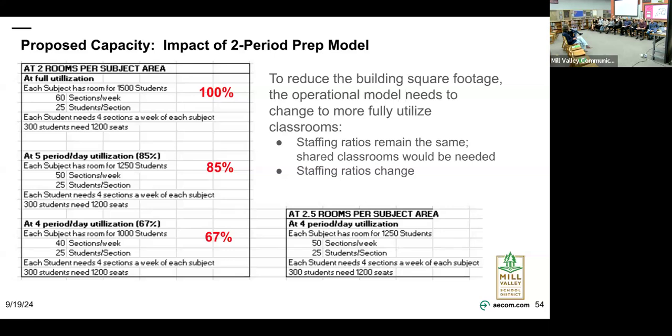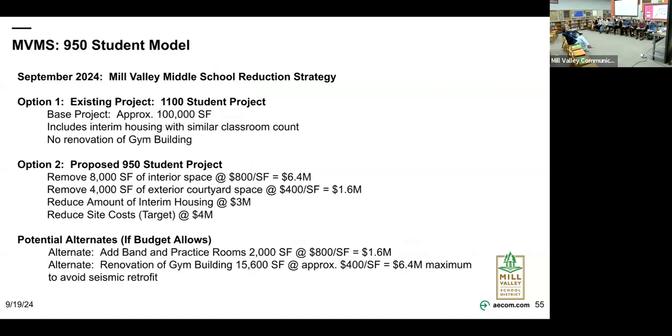And the 67% would be the model they currently have, where they teach in those rooms 4 periods a day and have 2 periods a day of prep where they're alone in that room prepping for that. So we thought the center model would be a good target. And so we went from an 11 or 1,200 student project to one we're proposing of about 950 students. Next, please.